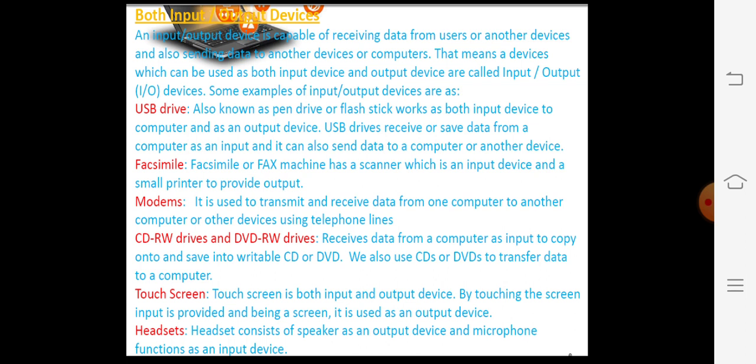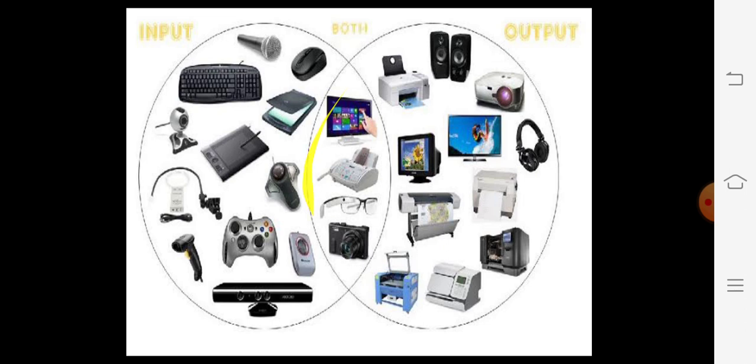A headset consists of a speaker as an output device and a microphone as an input device. And a fax machine has a scanner, which is an input device, and also a printer to provide output. Look at the pictures of devices which can be used both as input devices and output devices. I think you are all clear about the various input devices and output devices which we are using nowadays. Thank you.